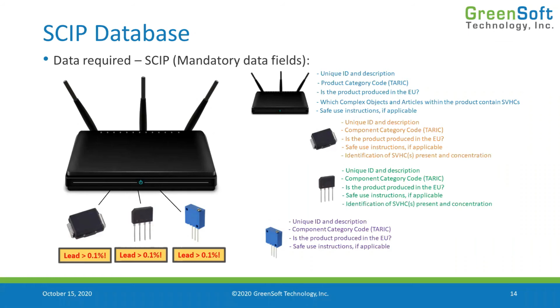And I have to identify not only which SVHC is present, but also the concentration range in which it's present for each one of these components. So I have lead present in the diode in this concentration, lead present in the voltage regulator in this concentration, etc. And then I also have to go further, and I have to disclose the mixture or the material category containing the SVHC. So in other words, this diode may contain the lead in solder. The voltage regulator may contain it in plating.